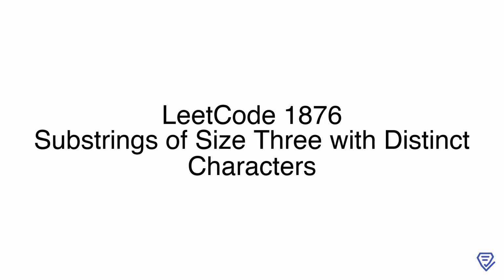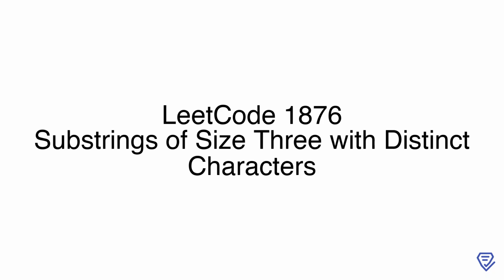Welcome to this coding walkthrough. In this session, we'll tackle LeetCode problem number 1876, titled Substrings of Size 3 with Distinct Characters. We'll explore the problem requirements, break down the solution step by step, and review key concepts along the way.